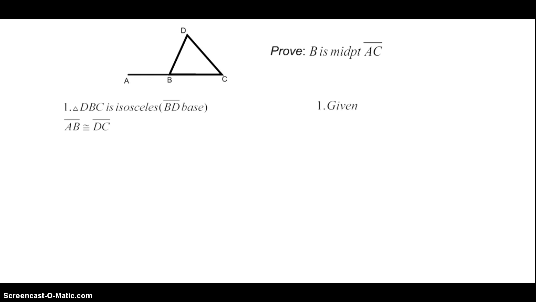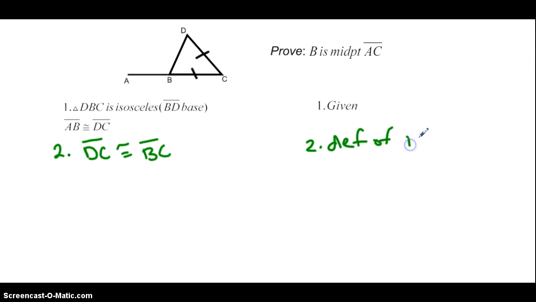So as we always do, as we read the given, we should be marking our sketch, right? If triangle DBC is isosceles and the base is BD, then that would tell me that my legs are congruent. Now, which legs are congruent? Well, as you mark it, you should also write it. So that would tell me that segment DC is congruent to segment BC, and that's by definition of isosceles triangle.